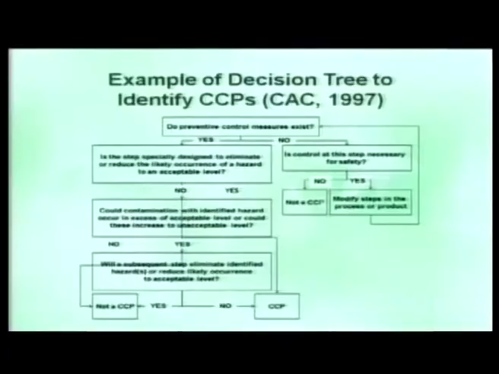In that case, we ask, will a subsequent step eliminate the identified hazard or reduce the likely occurrence to an acceptable level? If the answer is yes, that means there is another step in the process flow diagram which can help in reduction of this hazard. We will not make it a CCP. In case the answer is no, for example, if after cooking it actually goes onto the plate of a consumer, then that means we need to consider this as a critical control point.